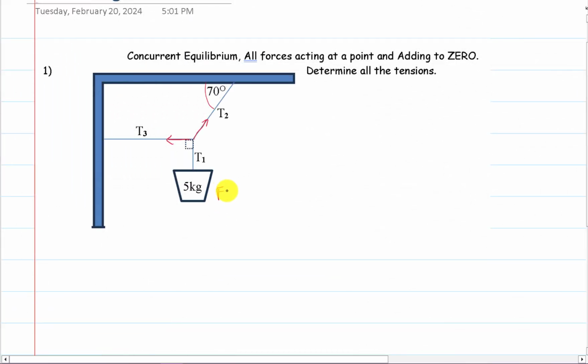So the force of gravity on this guy is mg, and that's going to be 5 times 9.8, which is 49 newtons. So we have one of them, now get the other ones. This is a concurrent one. That means the sum of the forces in the x direction has to equal 0, and the sum of the forces in the y direction has to equal 0. We'll do the y because we have one of them. That means the forces up equal the forces down.